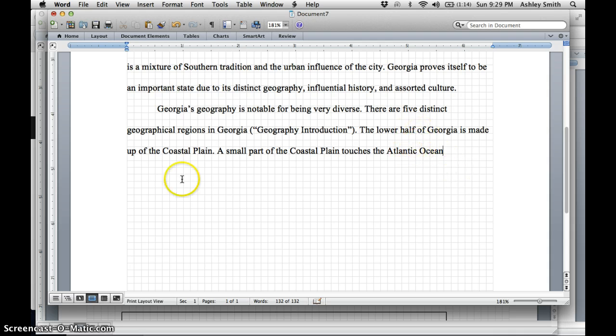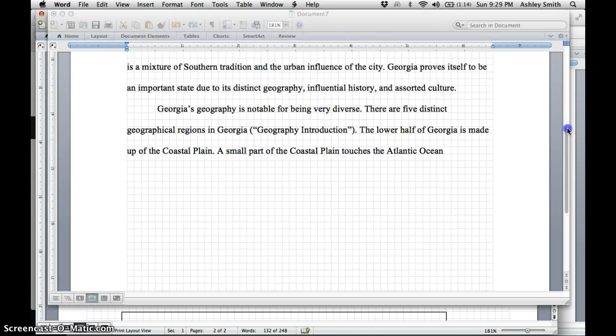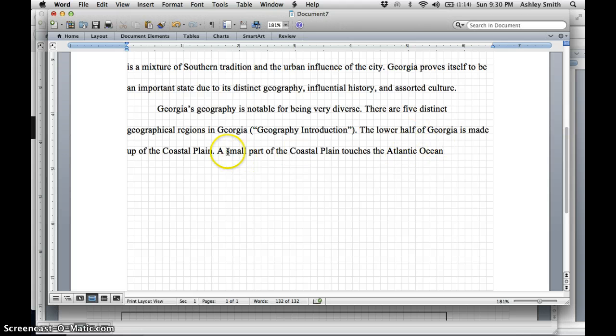Now both of these sentences that I've written, both of those facts, came from the World Book Encyclopedia source, the coastal plain and the information about the Atlantic Ocean. So, since both of those came from the same source, I don't need to put it after each sentence. I only need to put it after the second sentence because those came in a row. So this comes after the second one, meaning that both these sentences are from that source.